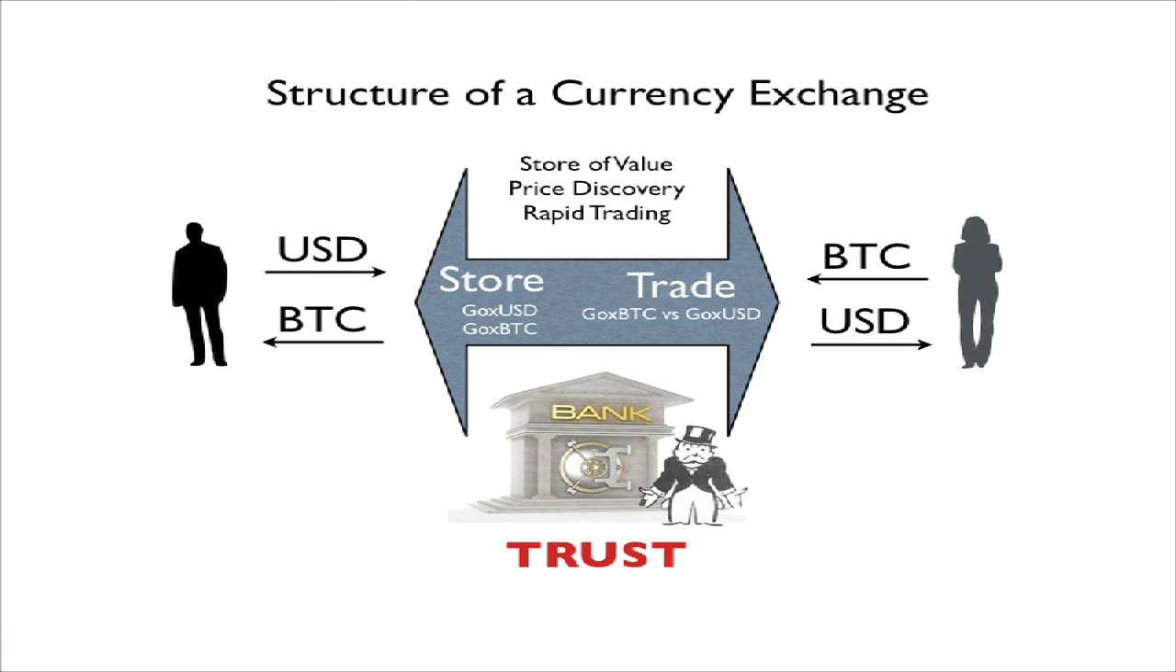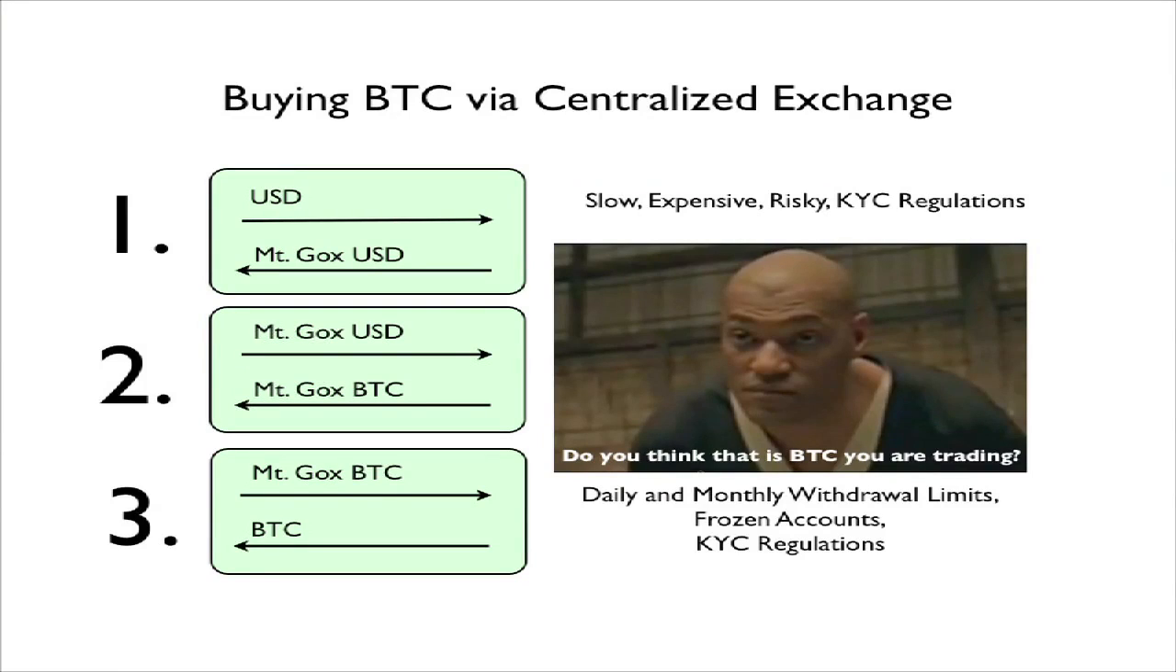So let's talk about how we buy money on an exchange. Let's walk through this process very carefully. The first thing you do, you take your US dollars, whatever they may be, in your bank or in your pocket, however you get it, and you exchange your US dollar for an IOU from Mt. Gox, or whatever your preferred exchange may be. And that's slow, it's expensive, there could be KYC regulations depending where the exchange is at.